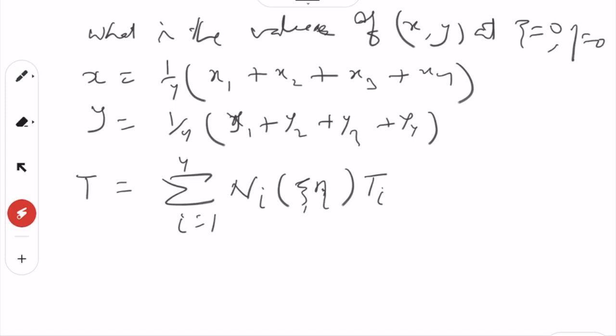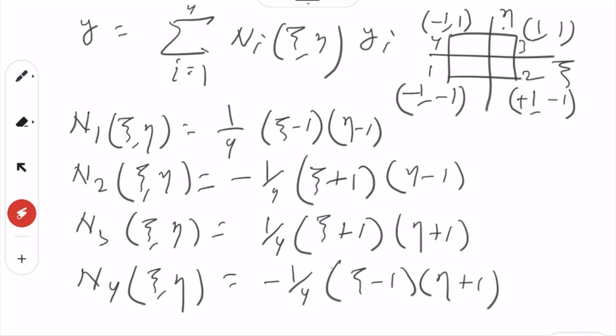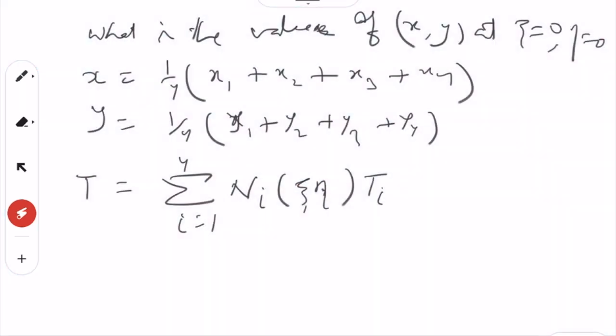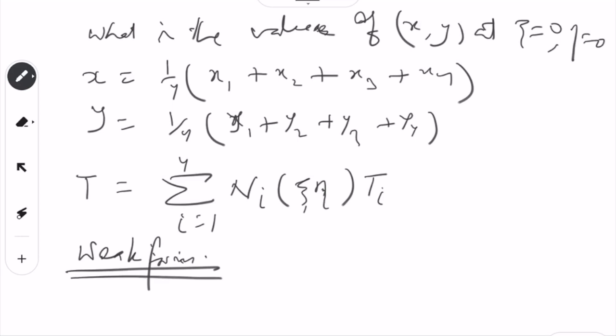Analysis means we can write everything in terms of xi and eta, N1, N2 and so on. So far we know that we have shape functions defined on the mapped coordinate system, and we have x and y as functions of xi and eta, and T itself also as a function of xi and eta. Based on this information we have to do the analysis. Now we have the weak formulation, we know that already, and from there we now put in these values.